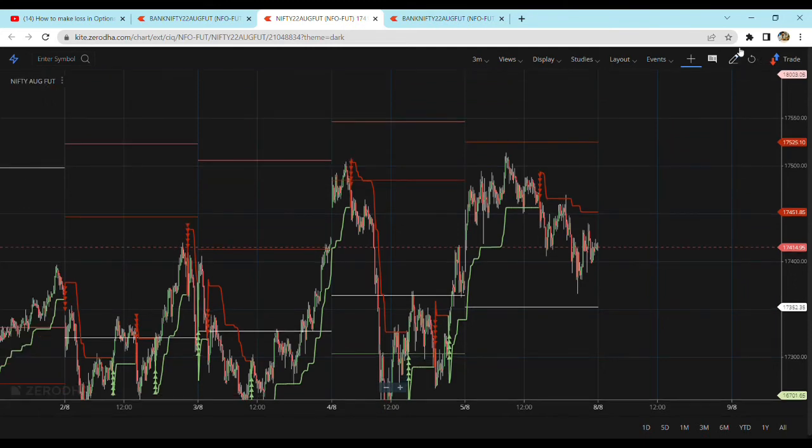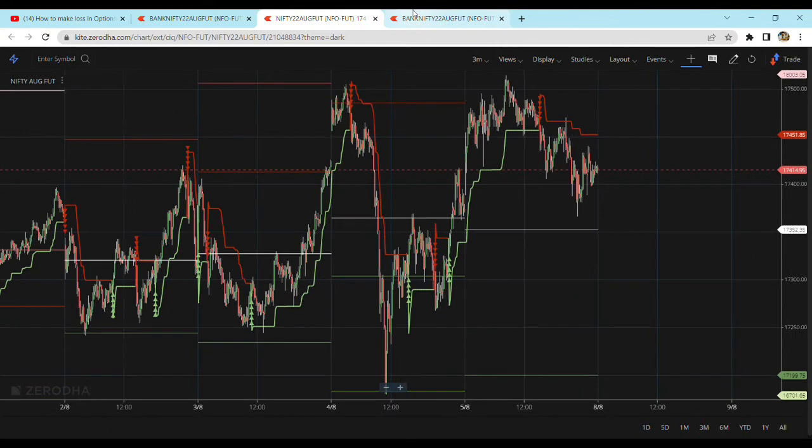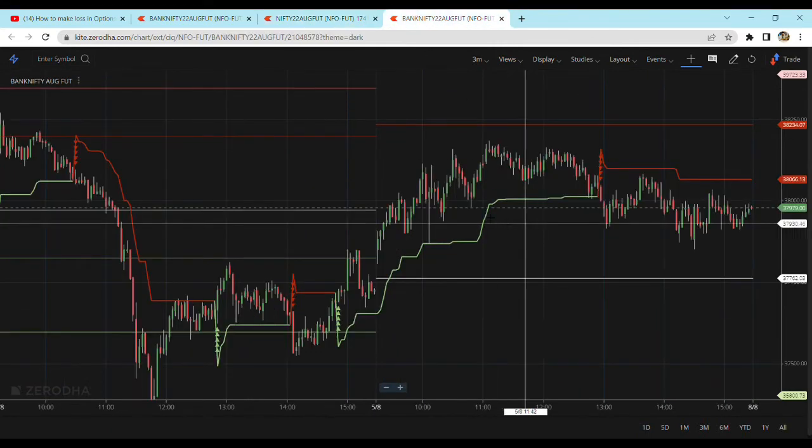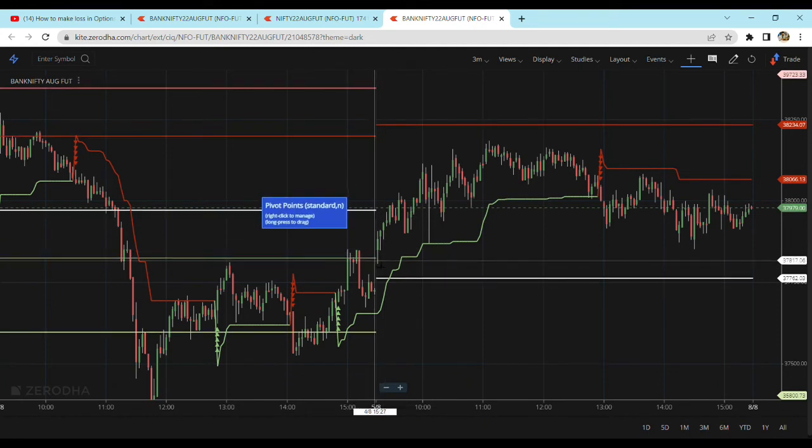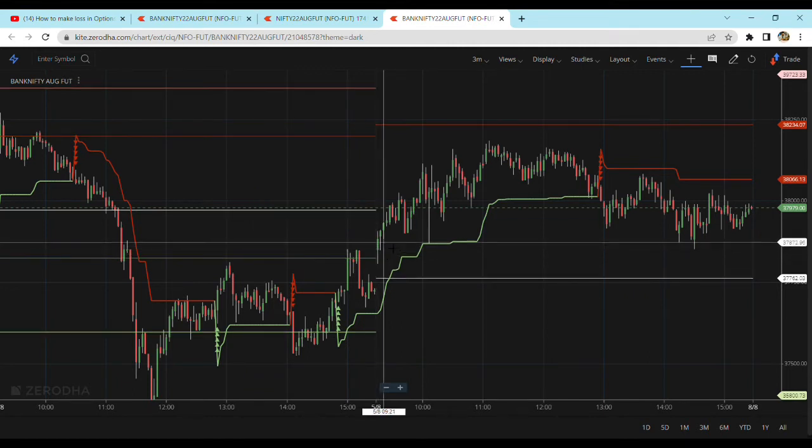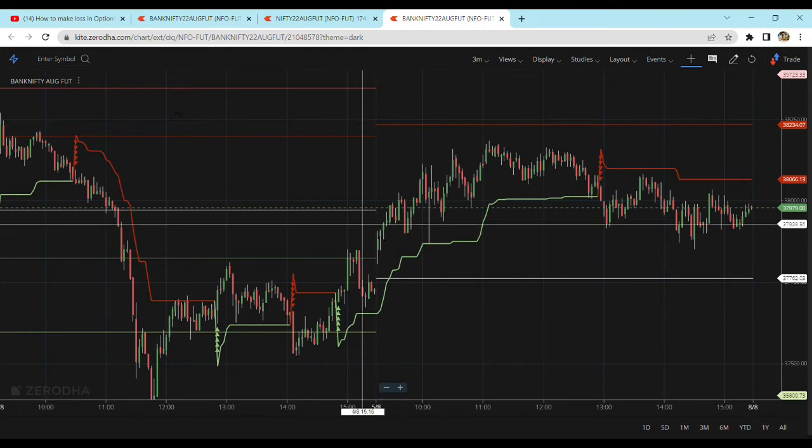Yeah, all right, now coming to Bank Nifty. We are on 3 minute charts with the Supertrend and the pivot level. The market opened around 37,820 or so. We took our trade at 9:18.